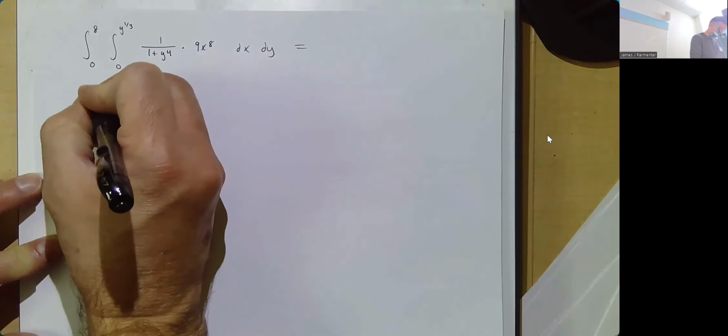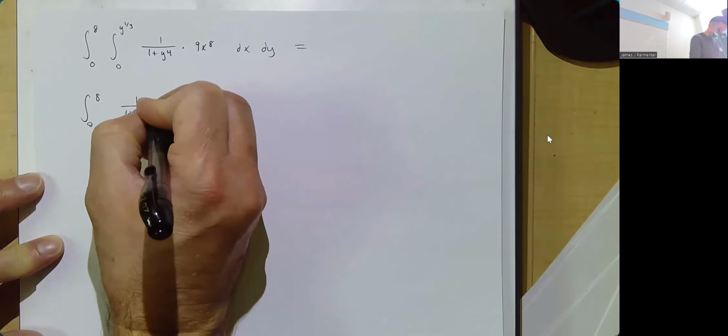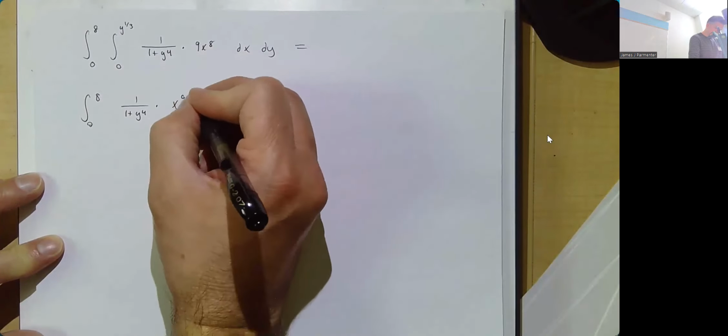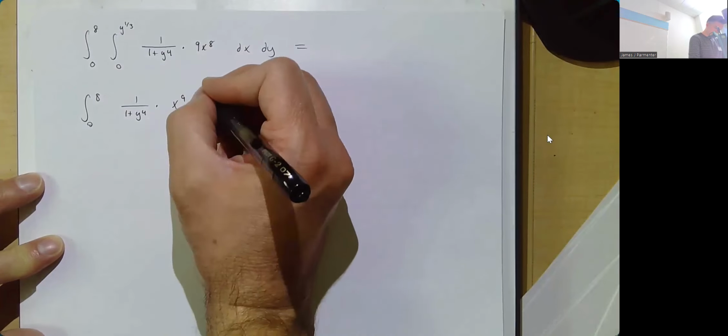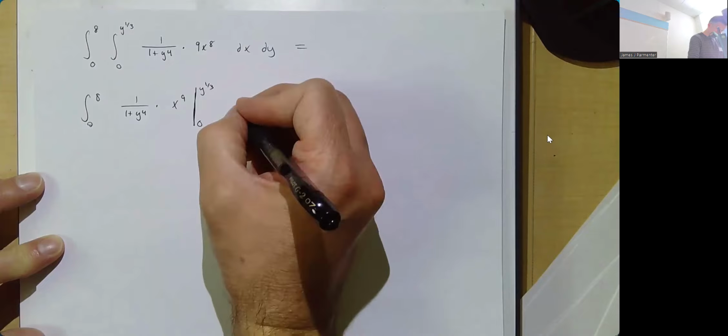So integrating, I get 1/1 plus y to the 4th times x to the 9th from x equals 0 to x equals y to the 1/3 dy.